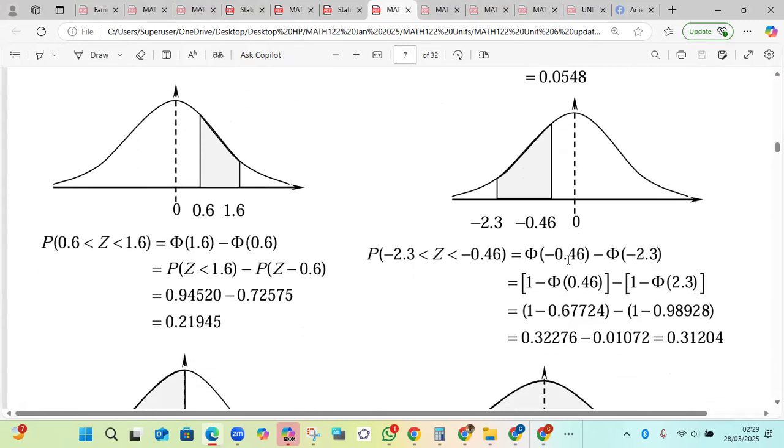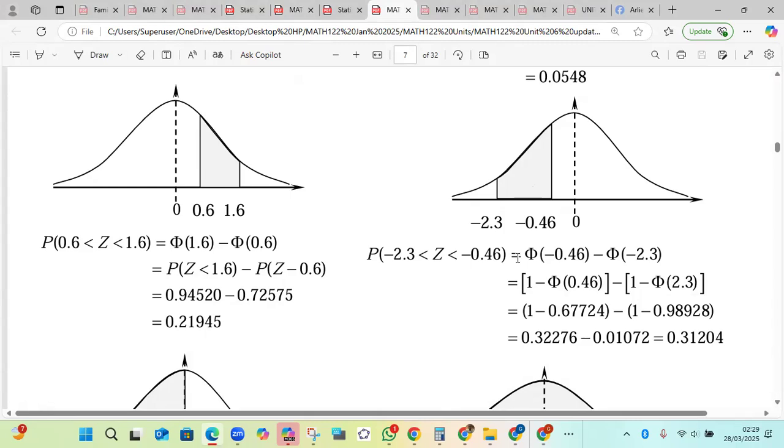Here we cannot find phi of minus 0.46 directly from the table. However, that's the approach we're going to take. Phi of negative 0.46, that's z less than negative 0.46, all the way from negative 0.46 to the left. Subtract phi of negative 2.3, that's from negative 2.3 all the way towards the left. If you notice carefully, these are two different tails. We are finding two left tails. Negative 0.46 is a bigger tail than negative 2.3.